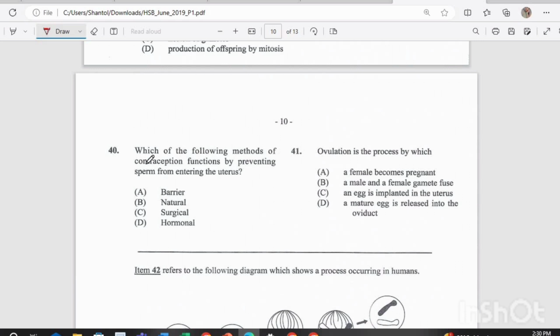Question 40. Which of the following methods of contraception functions by preventing sperm from entering the uterus? Is it A. barrier, B. natural, C. surgical, or D. hormonal? The answer is A, barrier. Question 41. Ovulation is the process by which A. a female becomes pregnant, B. a male and a female gamete fuse, C. an egg is implanted in the uterus, or D. a mature egg is released into the oviduct. The answer is obviously D.